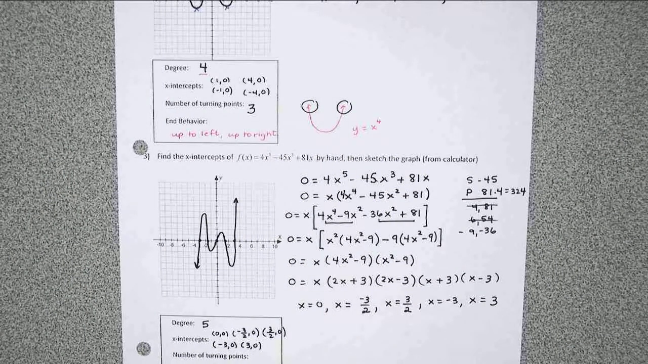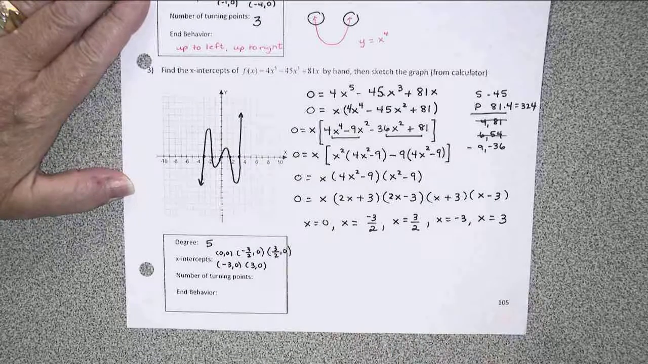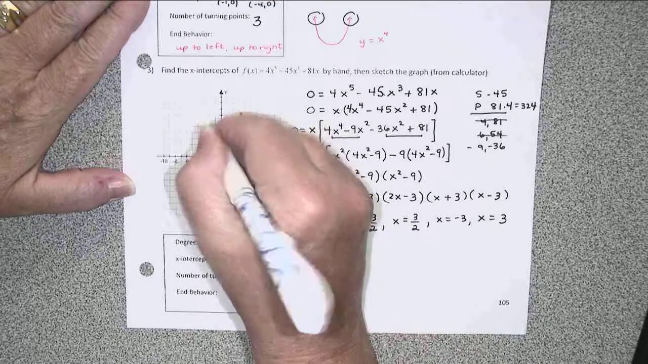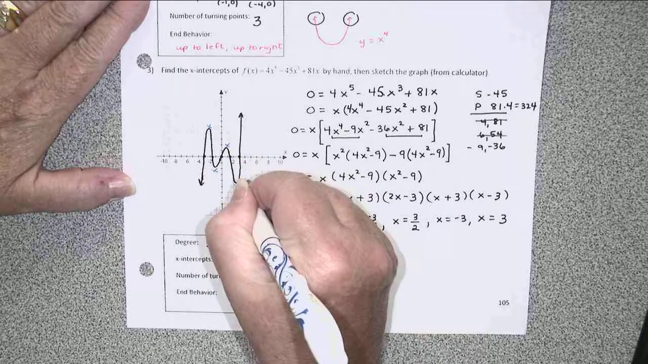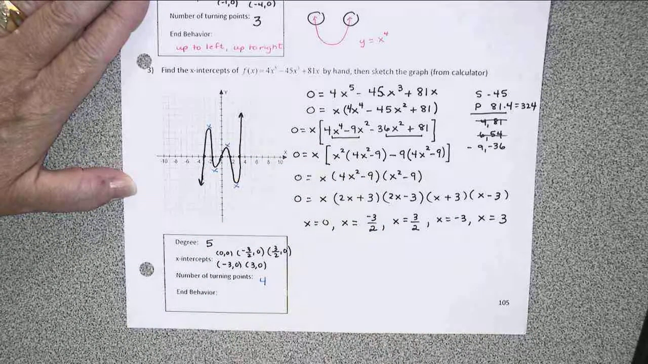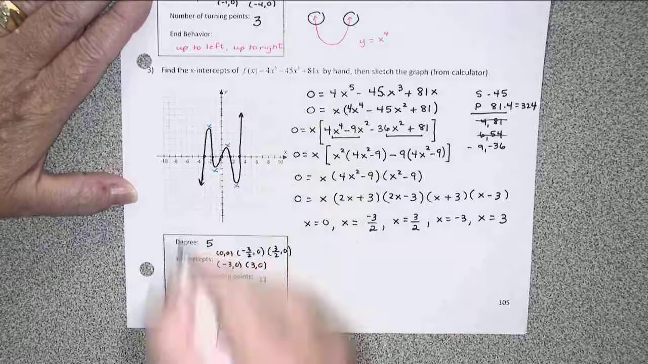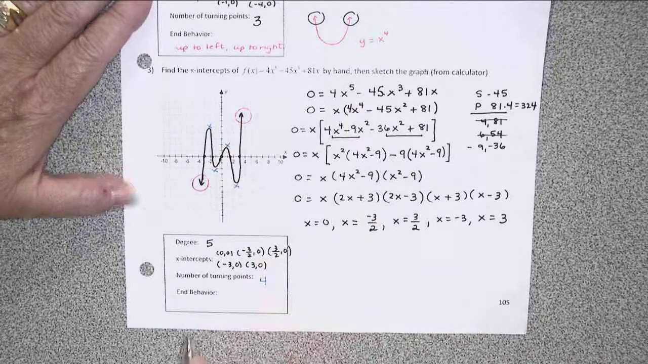All right, how many turning points do we have on this graph? Well, I see 2 maximum points and 2 minimum points. So a total of 4 turning points. The end behavior, down to the left, up to the right.